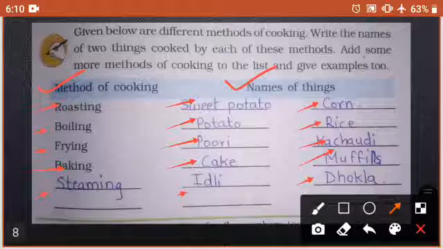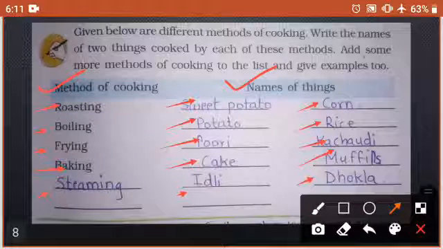Roasting, sweet potato and corn can be roasted. We can boil potato and rice. We can fry puris and kachoris. Bake, we can bake cake and muffins. Steam, we can steam idli and dhokla. So you have to write this answer on page number 65.